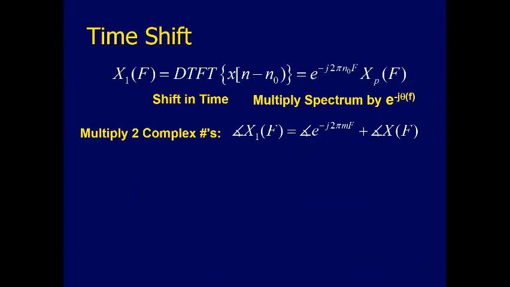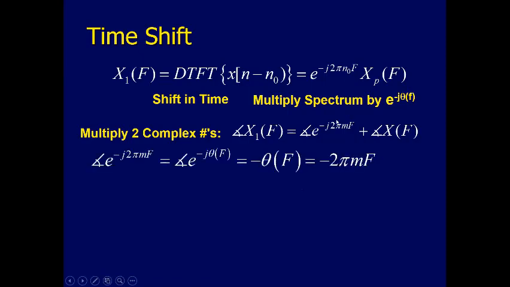What effect does it have? Well, we're going to add the phase of this exponential term to the phase of our original signal, and this phase angle, the angle of e to the minus j 2 pi mf, is minus 2 pi mf. So it's the exponential without the j. That's the phase angle part. It's a linear function of frequency.